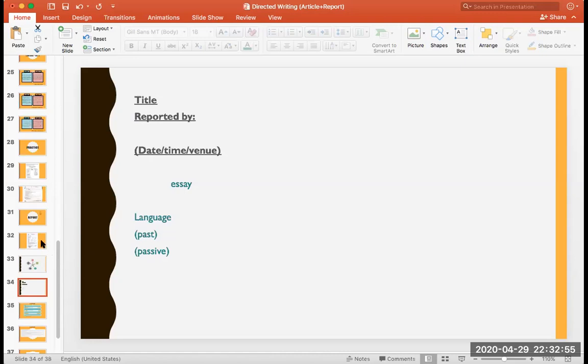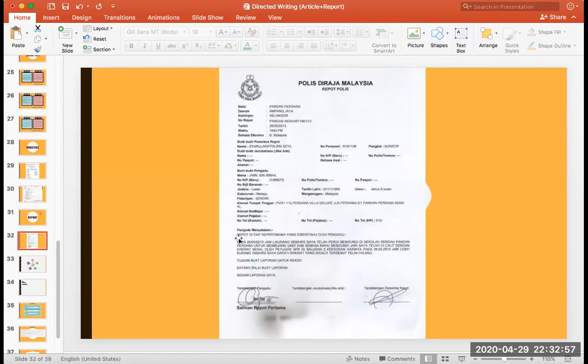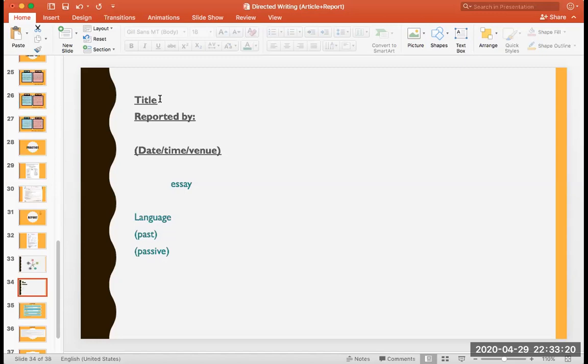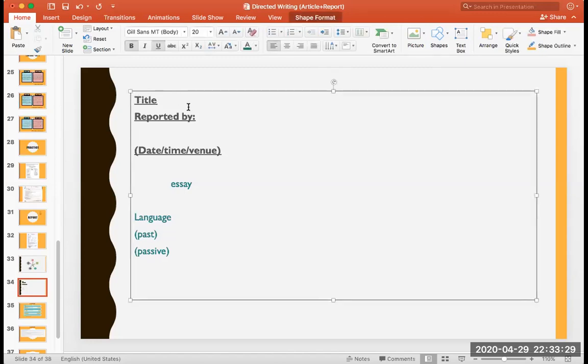Okay, in this report just now, dia tiada title lah, sebab semua yang pergi buat report polis memang mengadu lah. Okay, but sometimes they will probably put a topic here or somewhere. I don't know, I'm not sure. But for a school or report for principal, we need a title so that when people see it, straight away they know ini pasal apa. Okay, so you need a title and then you need a name, dari siapa, reported by who.